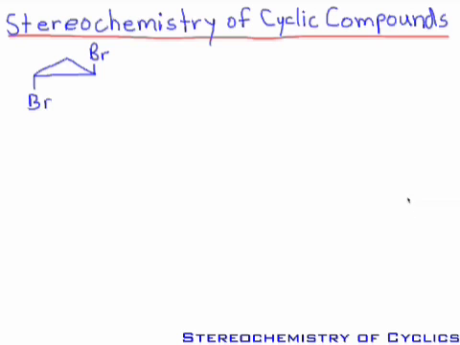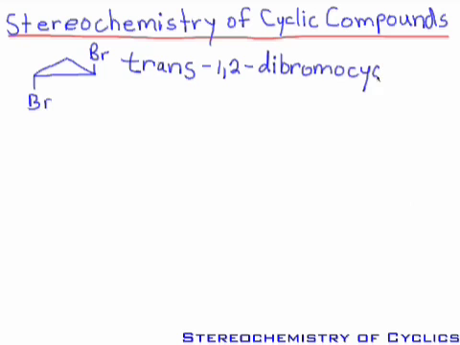And we learned that in order to name this molecule, when the substituents are on opposite sides of the chain, this is either trans-1,2-dibromocyclopropane, or it can be called E-1,2-dibromocyclopropane. So it's either trans or E.